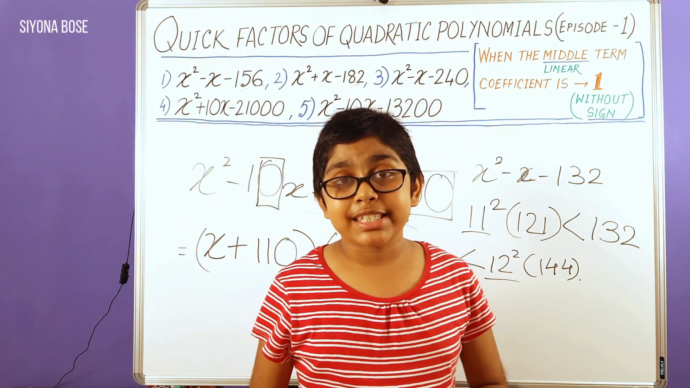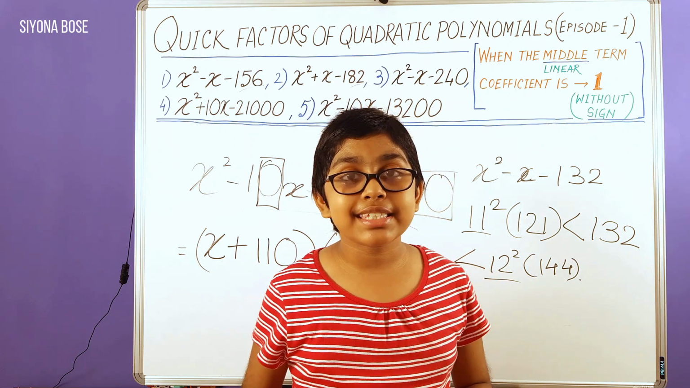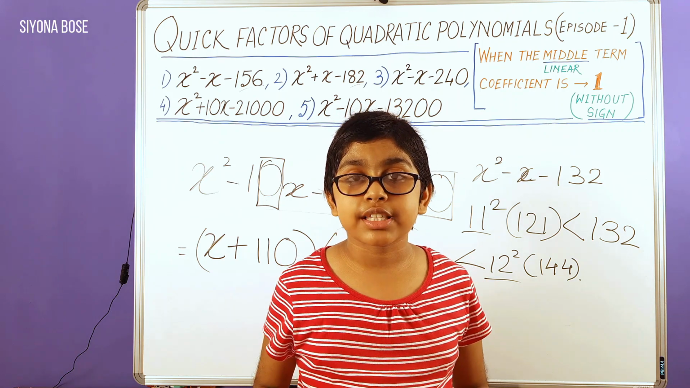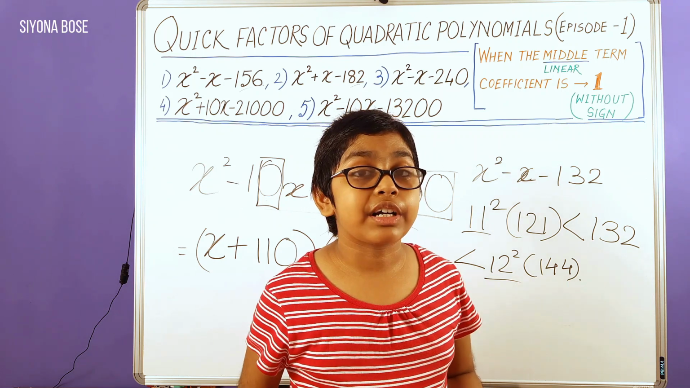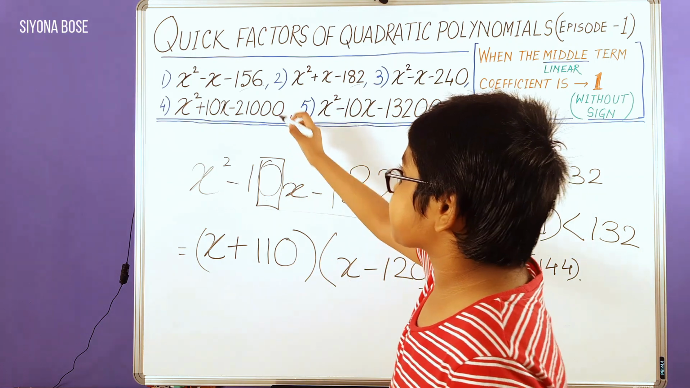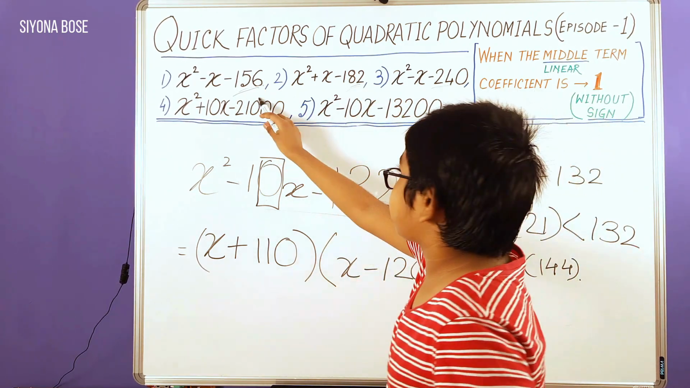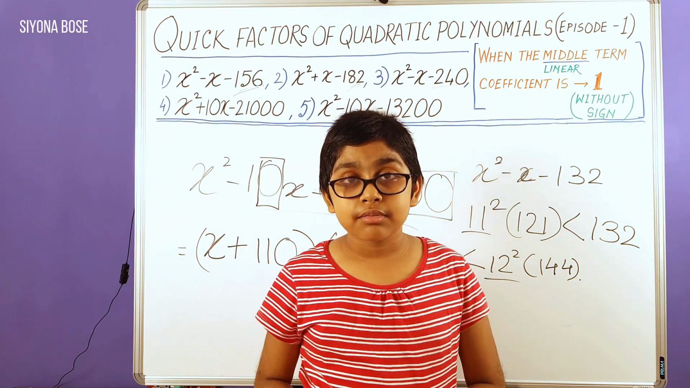Before I finish this episode, I want to tell you two things. First, please don't say solve a polynomial. Always say factorize a polynomial. And second tip, please learn your squares from 1 to 29 to factorize polynomials with big constants like 156, 182, and 240. It may help you a lot.